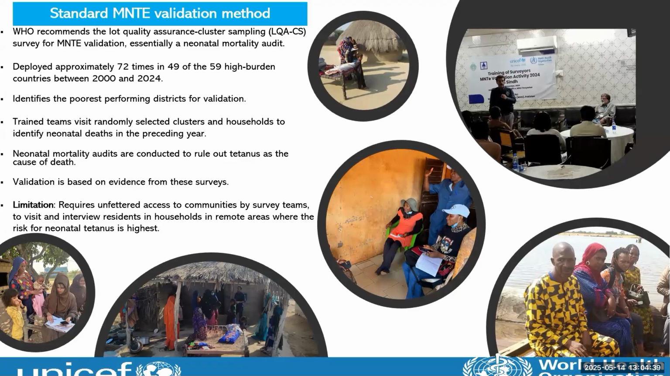And then it identifies the poorest districts for this validation. Most times it's in the area where we have challenges due to insecurity. And then we need to train teams to visit randomly selected clusters. These clusters are selected regardless of their location, because it's a random selection. You can end up in the most remote part of a country.